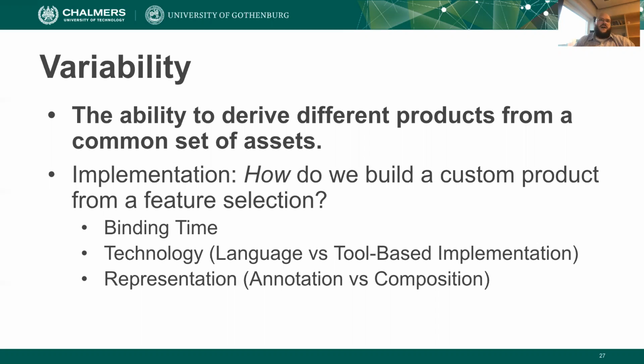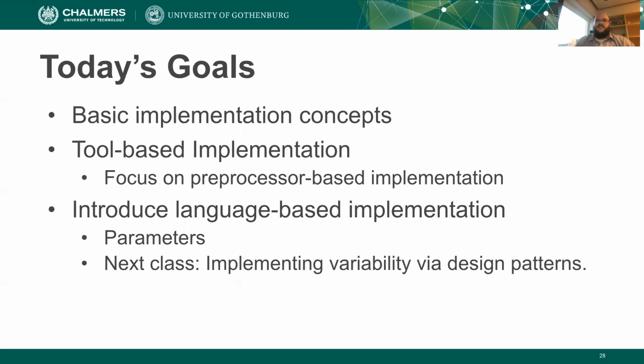And these are what we call the binding time, the technology we use, and the representation. Let's introduce each of those in more detail, and then look at some specific ways that we can take those assets and produce complete customized software, right? So the rest of today, we're going to talk about some basic implementation concepts, right? And then talk about the 2 simplest forms of implementing variability, which are using preprocessors and using configuration parameters, right? Then next class we'll get more complicated by talking about implementing using design patterns, and then after that we'll get into other techniques as well using frameworks and components.